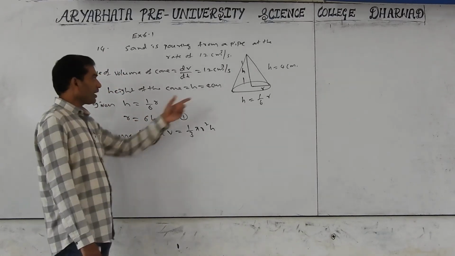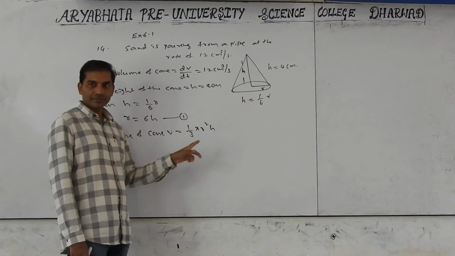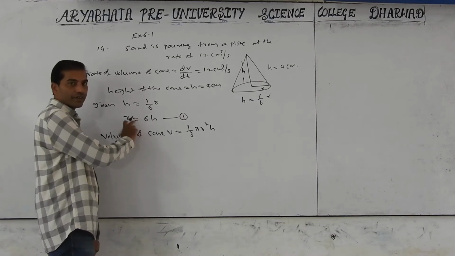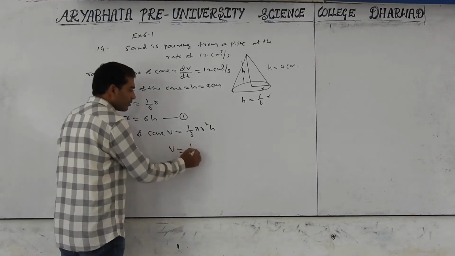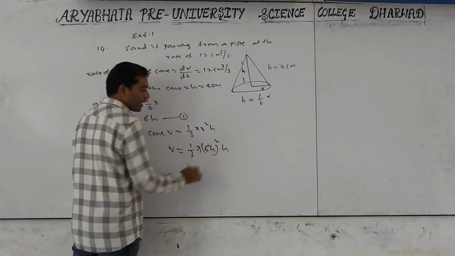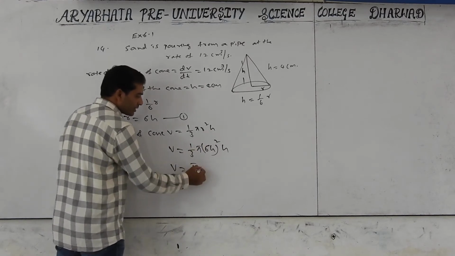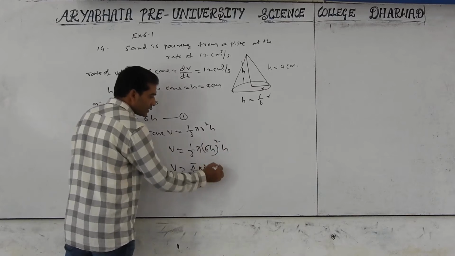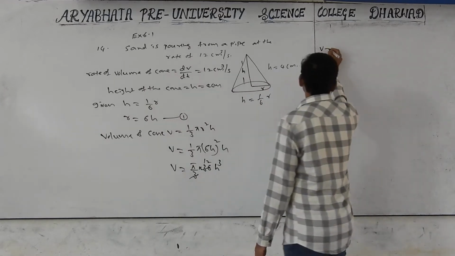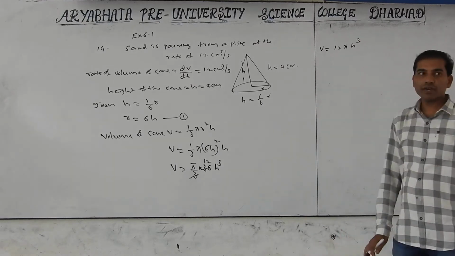So what we are going to find, the rate of height of the cone, is dh by dt. To find dh by dt, we should eliminate r. To eliminate r, use this condition, r equals 6h. For that reason they give r equals 6h. V equal to 1/3 pi into (6h) whole square into h. V equal to pi by 3, 6 square is 36, h square into h is h cube. This gets cancelled. So V equal to 12 pi h cube.